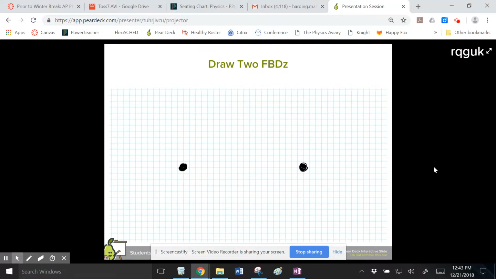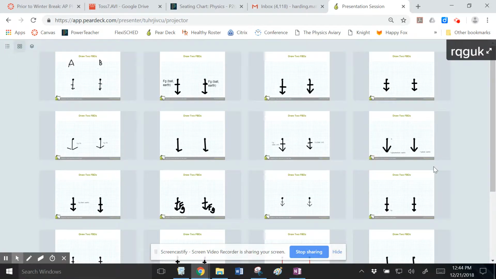Again, our definition of force is an interaction between two objects. If you're going to draw an arrow, you better be able to state which two objects are interacting. No, that is not a good one. Now it's looking like this everywhere, okay? So you're kind of picking up on this.